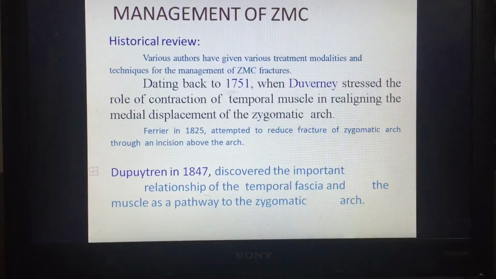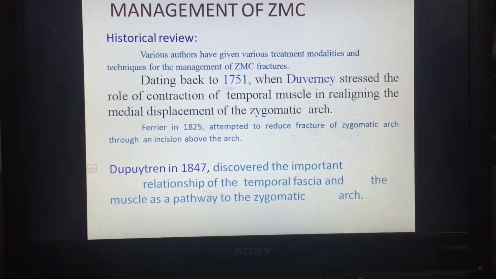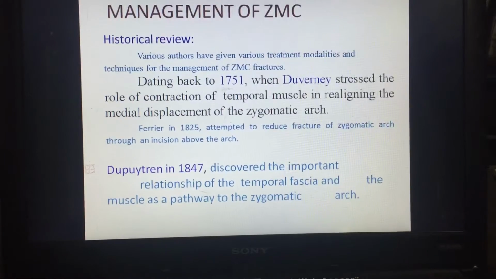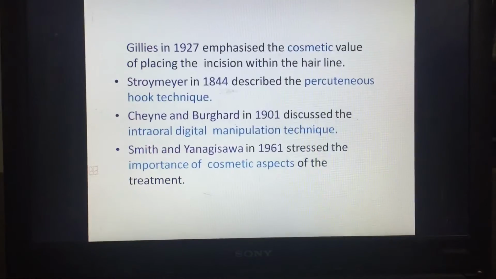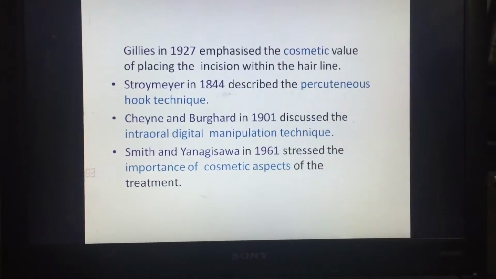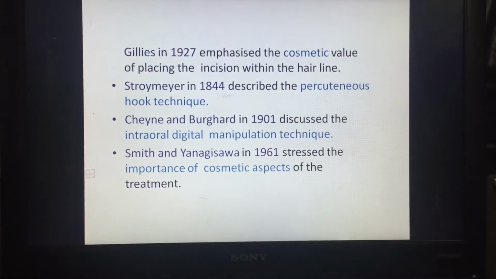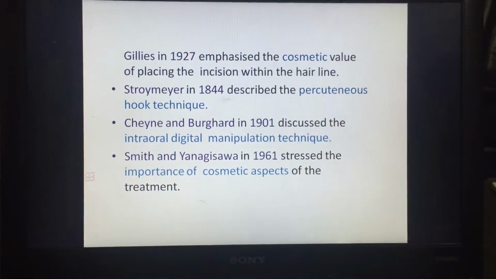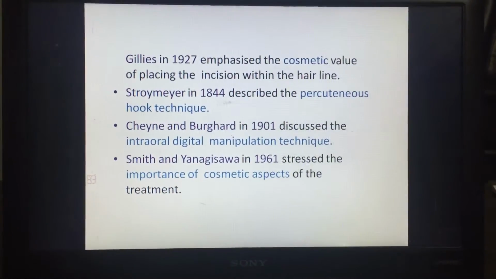Dupuytren in 1842 discovered the important relationship of temporal fascia and the muscle as a pathway for the zygomatic arch. Gillies in 1927 emphasized the cosmetic value of placing the incision within the hairline. Stromeyer in 1844 described the percutaneous hook technique.